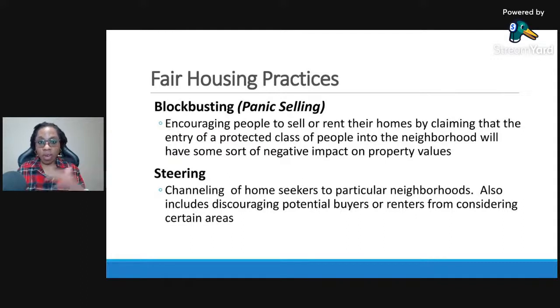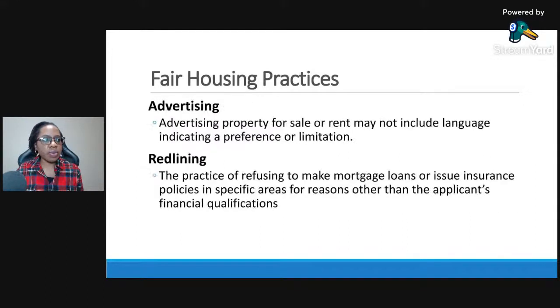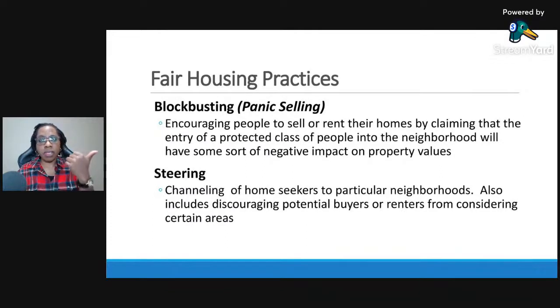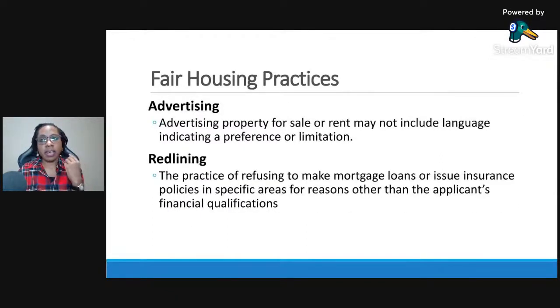I don't know how often or what communities they do it, but sometimes they send out people to test to see if real estate agents are actually complying with the law. Right, so just be very, very careful when you respond to certain questions like that, and also on the exam. All right. So blockbusting or panic selling, steering, and then those are the two main ones. And the third main one is redlining.